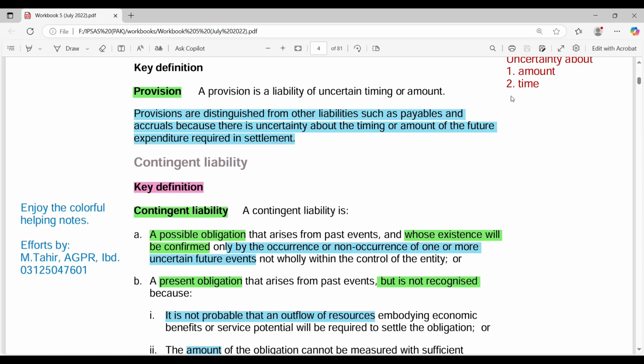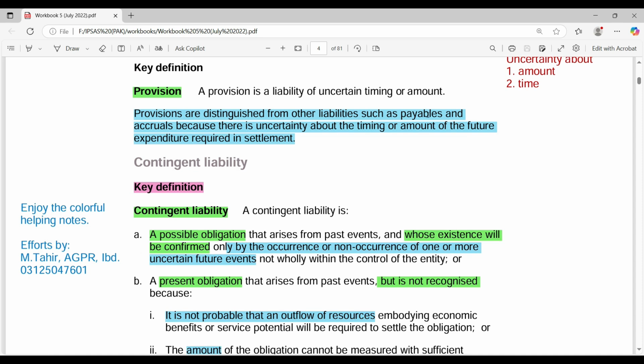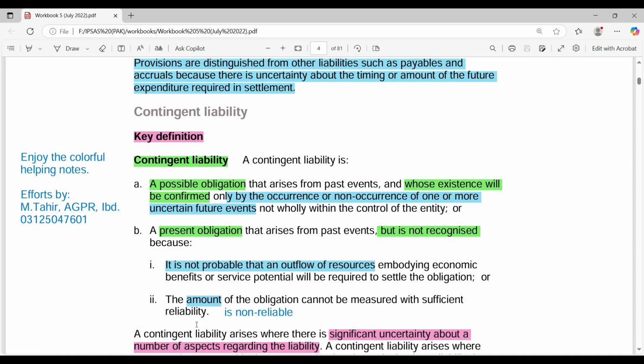In provisions, you noted that there is uncertainty about the amount and time. You may have a fixed amount, 2%, 5%, 10% of the total amount, but there is uncertainty whether it will be 2%, 3%, or 5%. This is the case with provisions. Now in the case of contingent liabilities, you are not in a position to measure the amount. You are not even in a position to fix on 2%, 5%, 10%.